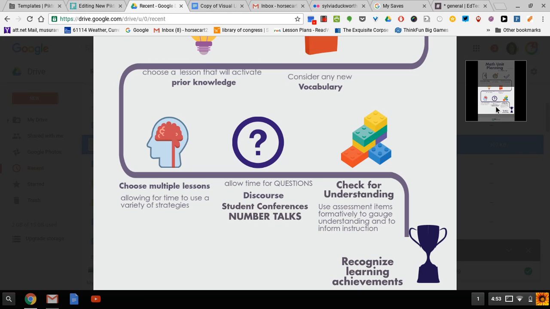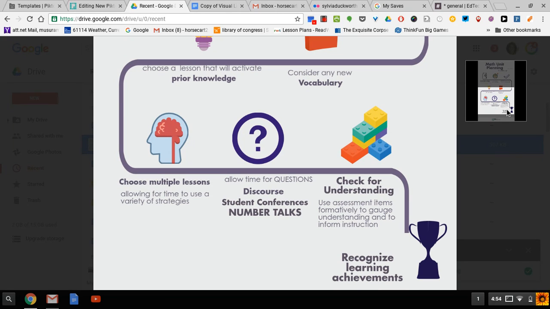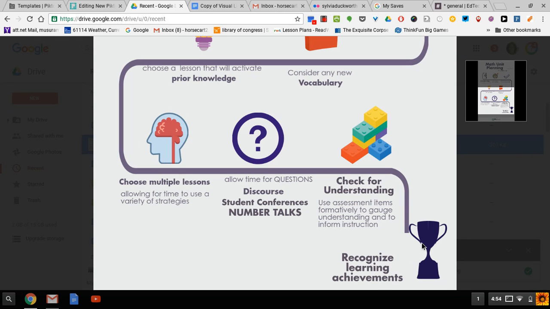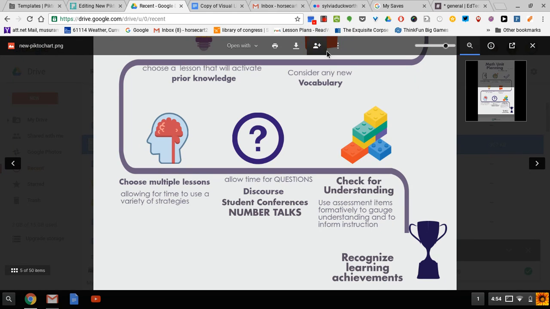gather a full understanding. And then this one I struggled with a little bit because I don't want to put check for understanding just at the end. I'd actually like to have some little stops along the way of where I would put checking for understanding so that the assessment items were being used formatively to gauge understanding as well as summatively at the end. And then remembering that you have to stop and sort of recap and say, look at how far we've come, and help the students feel that sense of accomplishment at the end.